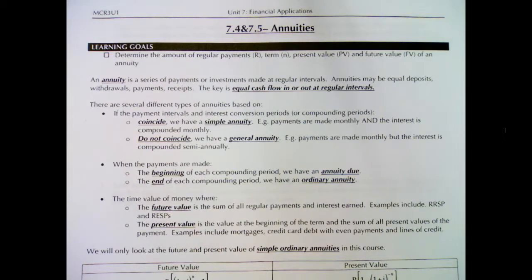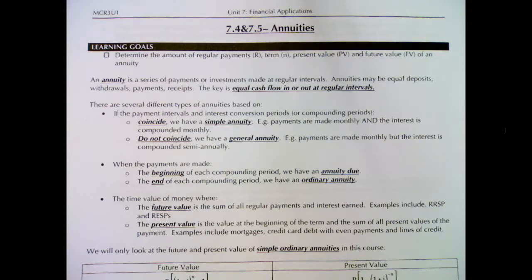The time value of money has two different types of annuities we're going to look at. One is future value and the other is present value. In a future value situation, you're adding up all the regular payments and their interest earned to get a future amount. So something like an RRSP, which is a registered retirement savings plan, or an RESP, which is a registered education savings plan. Those are where you're making contributions, so you have a large amount of money in the future.